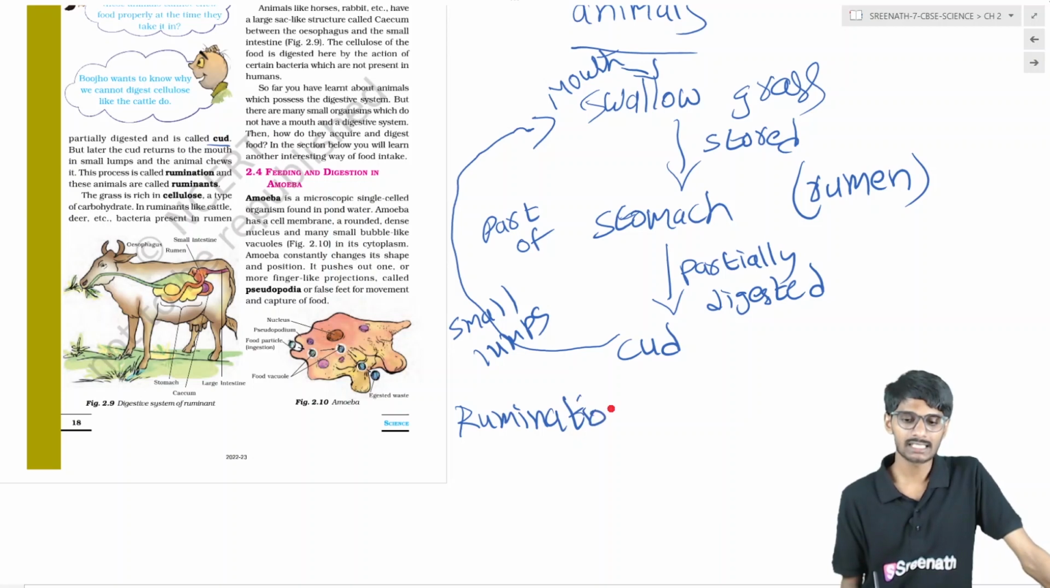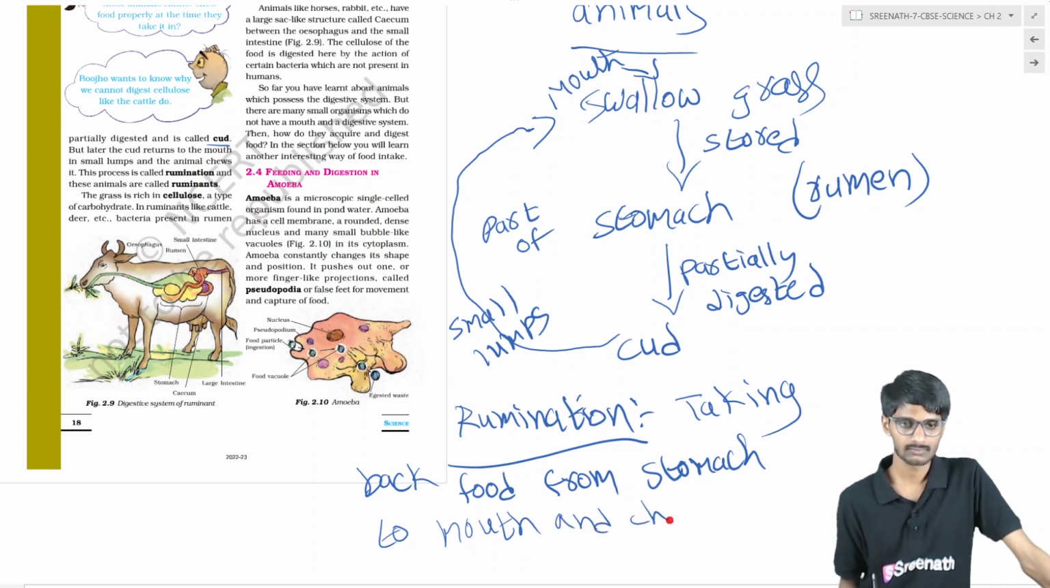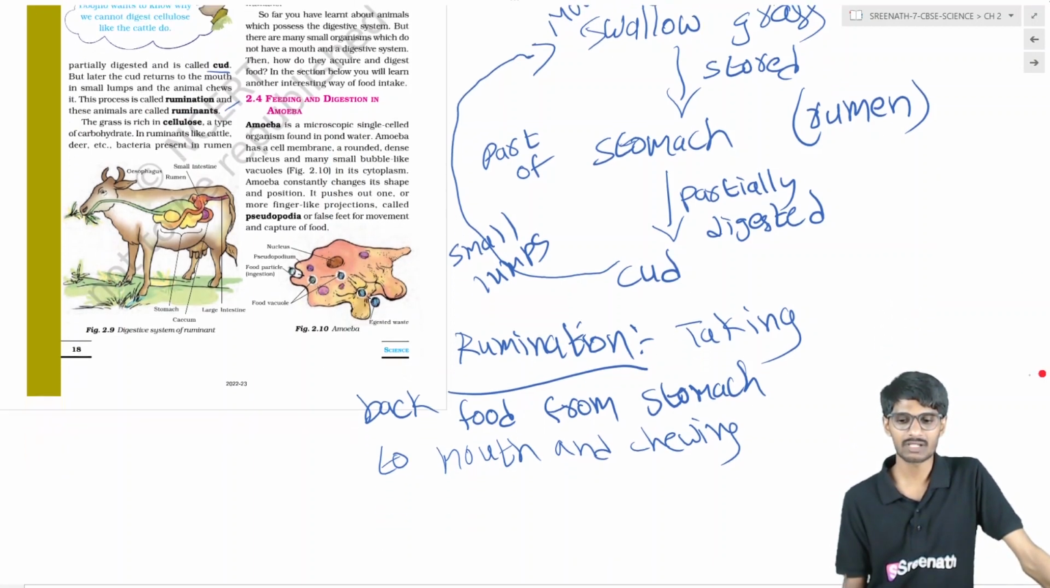So what does rumination mean? Taking back food from the stomach to the mouth and chewing. We call this process rumination, and these animals are called ruminants.